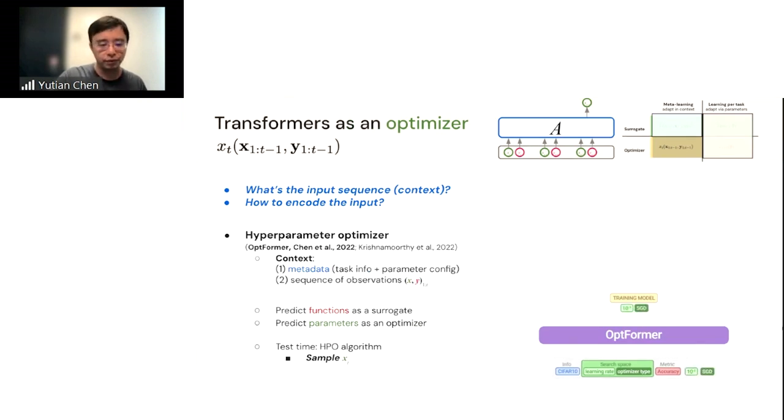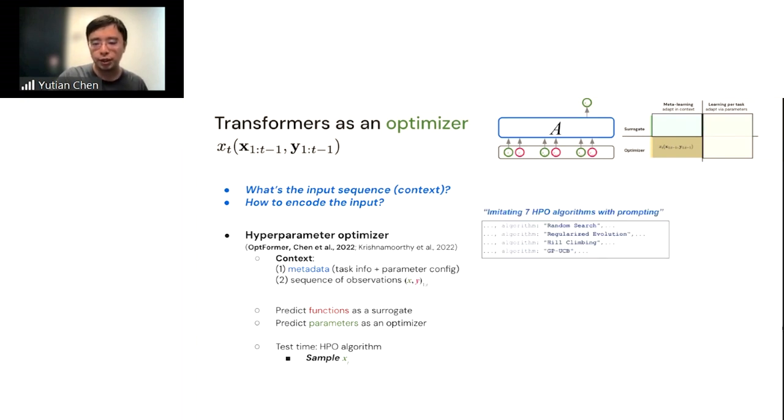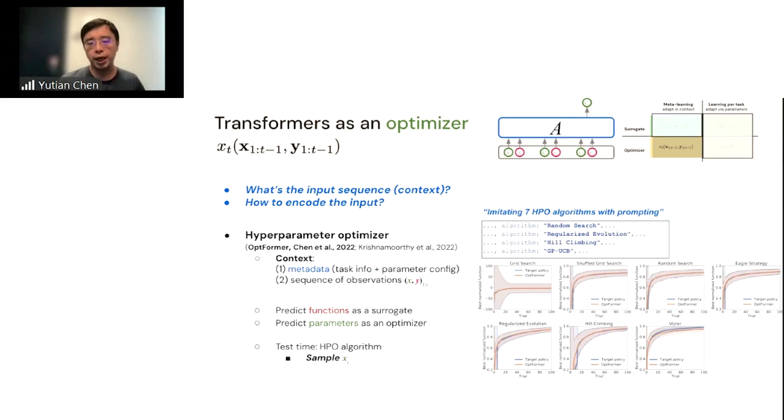process again. So we find that by training this with behavior cloning, it is able to imitate 7 different hyperparameter optimization algorithms using a single model. And then we can tune the behavior of the algorithm through the prompt.